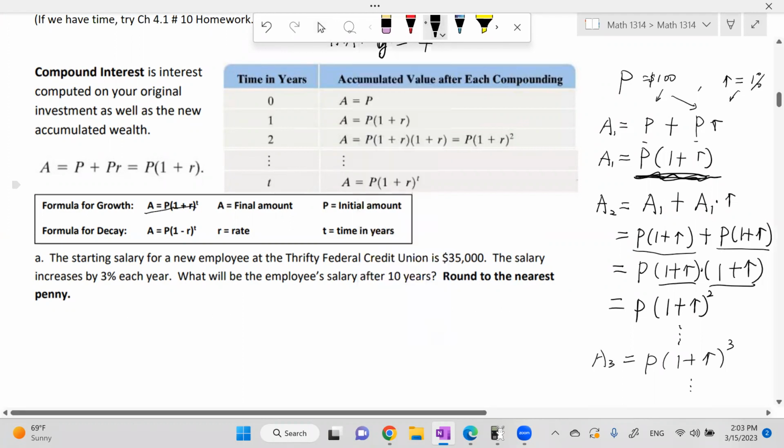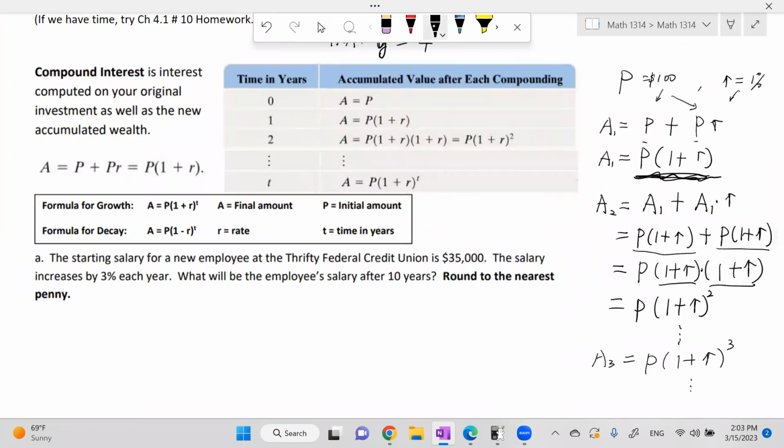And how about the formula? Okay, formula for decay, because you're not always getting money. Sometimes you lose your money. For example, you buy your car from a dealership, and every year you lose the money because the value will decrease. So we are using this formula, A equals P times (1 minus R) to the T's power. A is the final amount, P is the initial amount, R is the rate, T is time in years. Be careful, T is time in years.